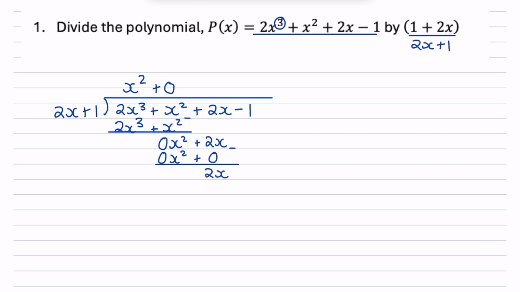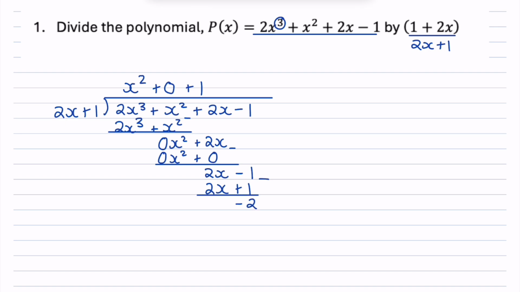I'm then going to bring down the final term in my polynomial, which is minus 1. So here I have 2x divided by 2x, so that's going to be 1. Then I'm going to multiply this 1 by 2x plus 1, so all of that times 1 will be 2x plus 1, and then I'm going to subtract. So here, I'm going to be left with minus 2.